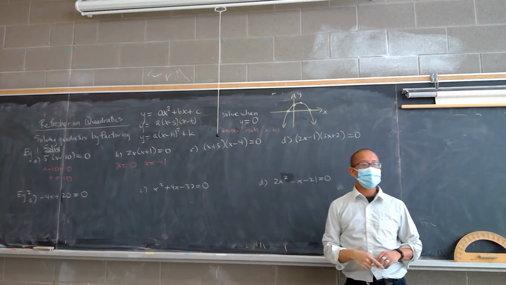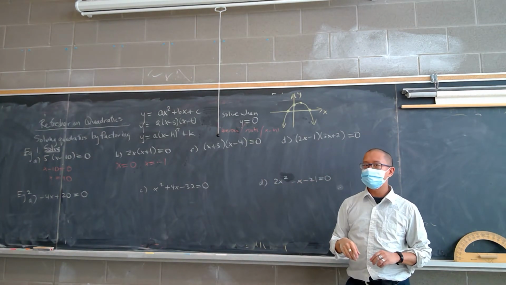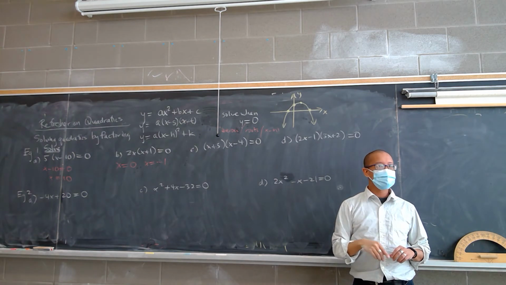Notice for this one, let's see someone from the class. This is x plus 3 times x minus 4 is equal to 0. Preferably somebody new. Someone that hasn't said anything.